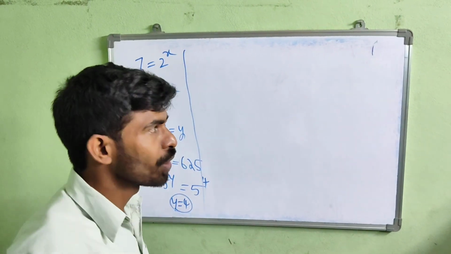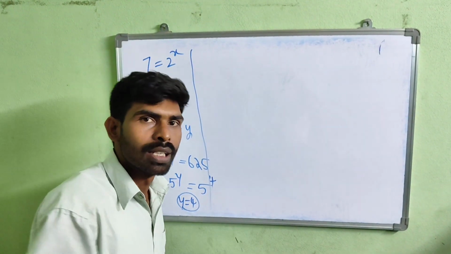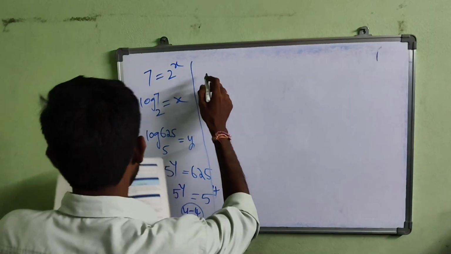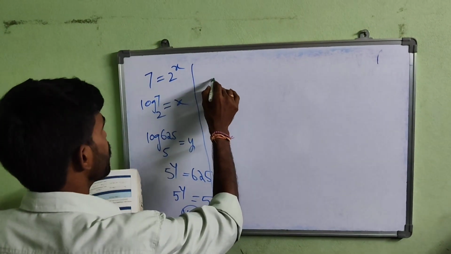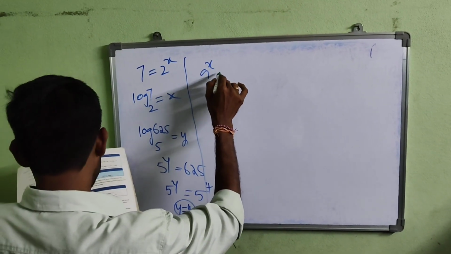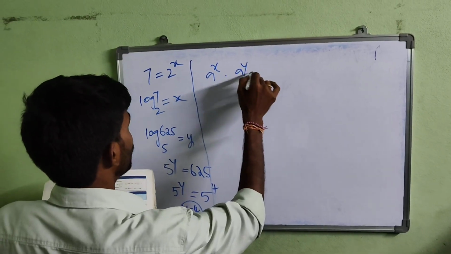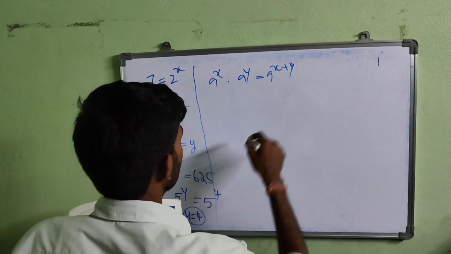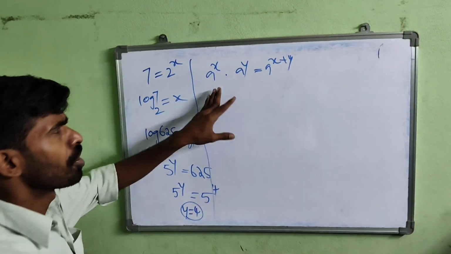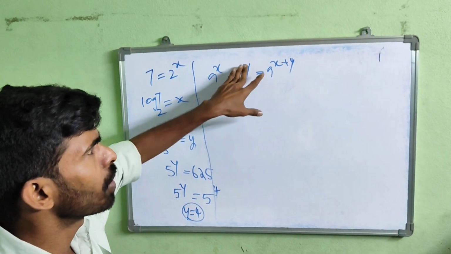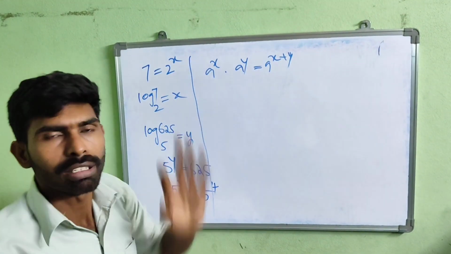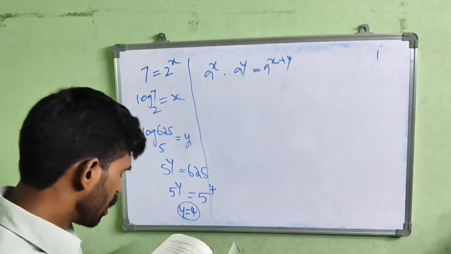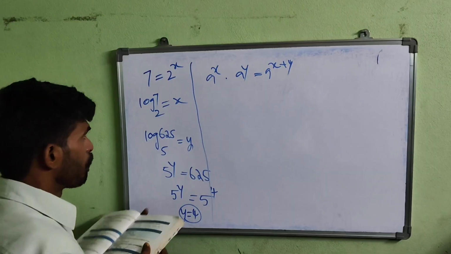As we mentioned earlier in the exponential, we have different properties in the logarithms also. That is a power x into a power y is equal to a power x plus y. In the exponential, a power m into a power n is equal to a power m plus n. Right? Same like that, we have the logarithm rules also.